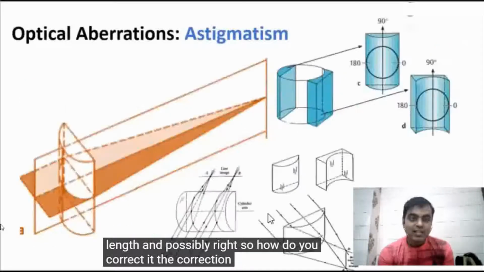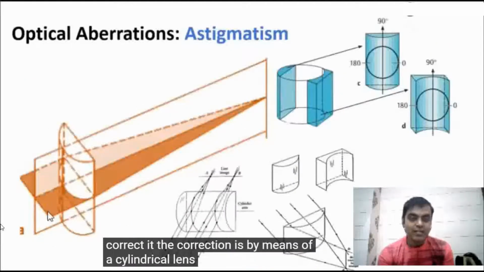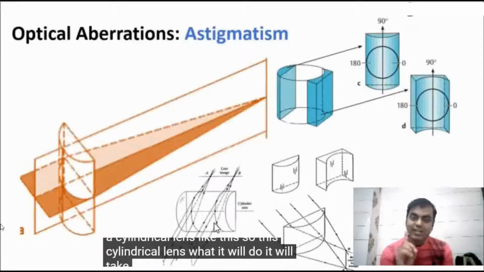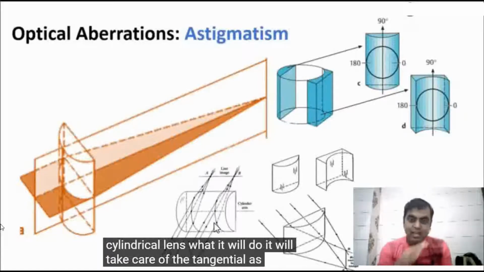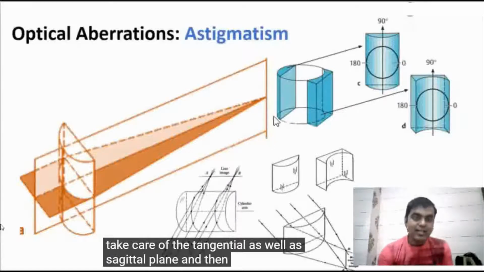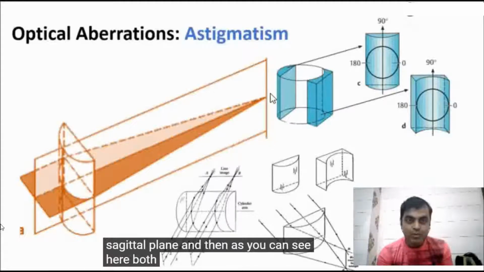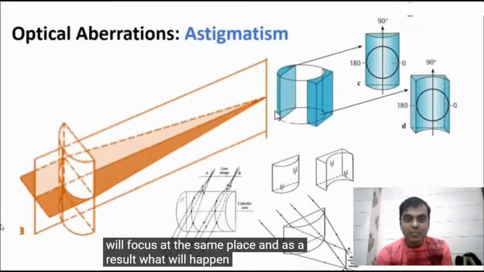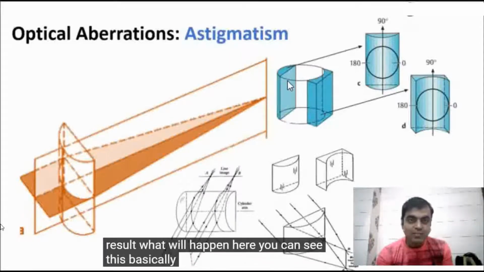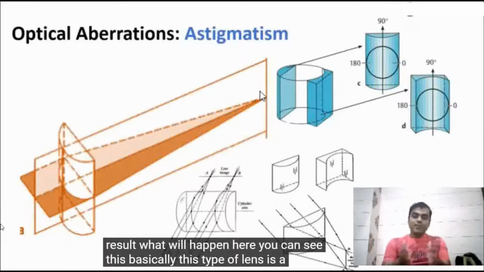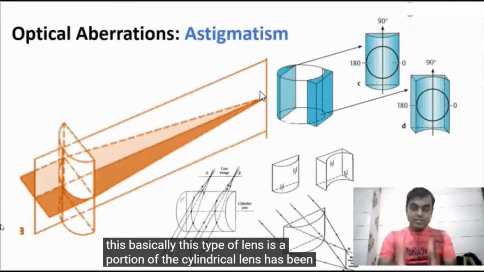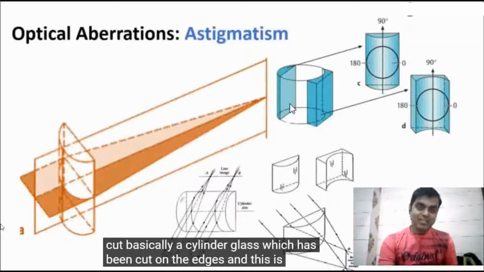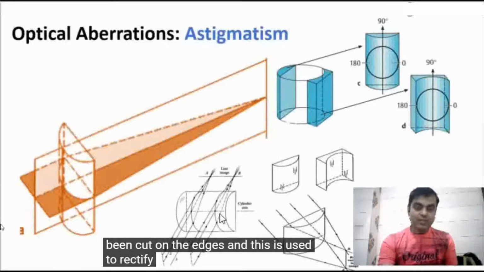The correction is by means of a cylindrical lens like this. So this cylindrical lens, what it will do, it will take care of the tangential as well as sagittal plane. And then as you can see here, both will focus at the same place. And as a result, you can see this type of lens is basically a portion of the cylindrical lens that has been cut. So basically a cylinder glass which has been cut on the edges, and this is used to rectify it.